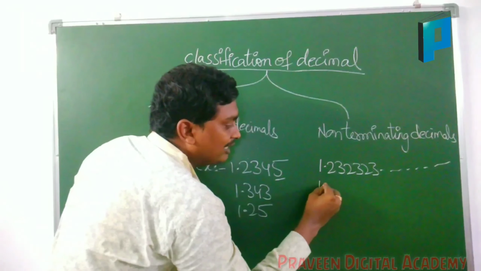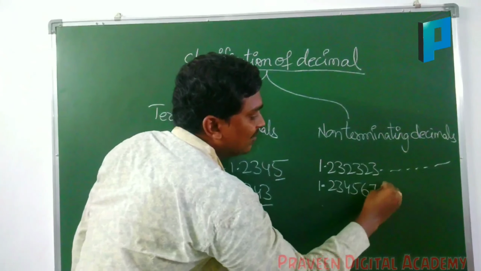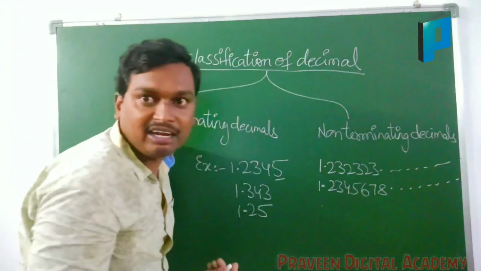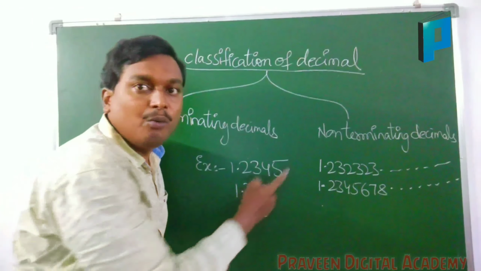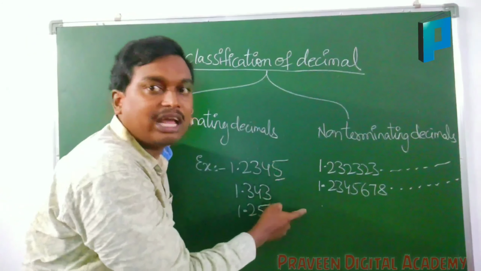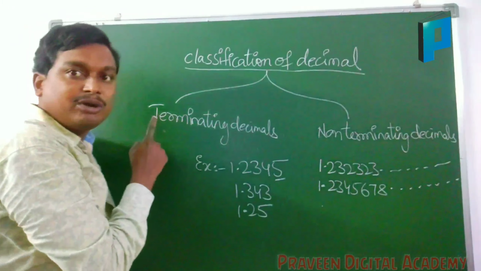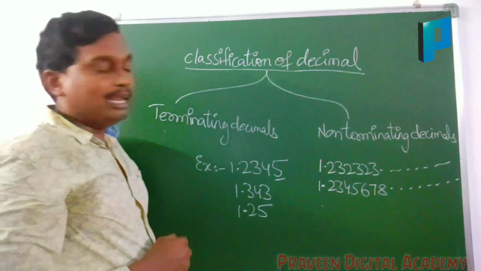I will give you one more example: 1.234567 and so on. Does this number have an end? No, there is no end number for these numbers. Wherever a number does not have an end, it is called a non-terminating decimal. Wherever a number has an end, it is called a terminating decimal.